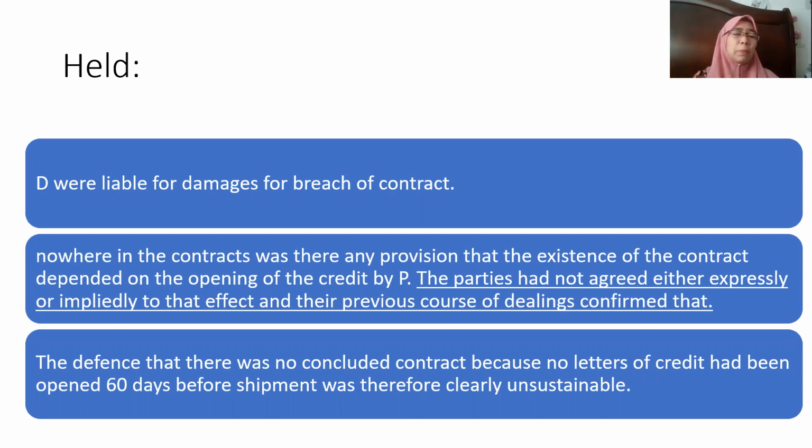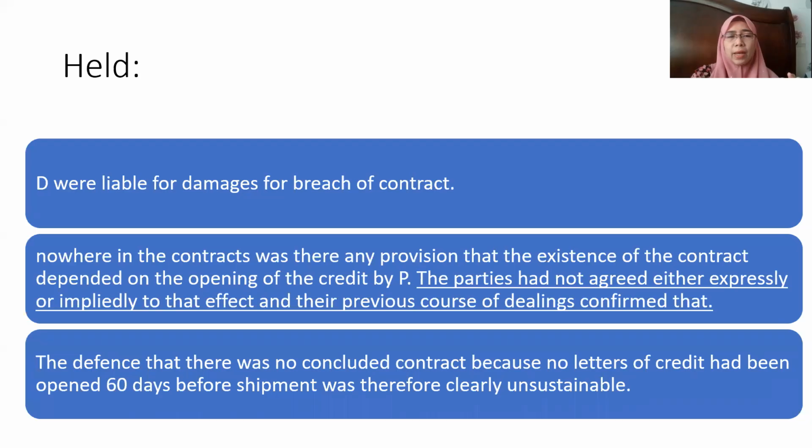So they had previous dealings before, and it's not compulsory, it doesn't necessitate that there must be a letter of credit between them. And the defense that there was no concluded contract because no letters of credit had been opened 60 days before shipment was therefore clearly unsustainable. So the court rejected the argument, meaning that here the contract still subsists even without the letter of credit. It's just describing the mode of payment.